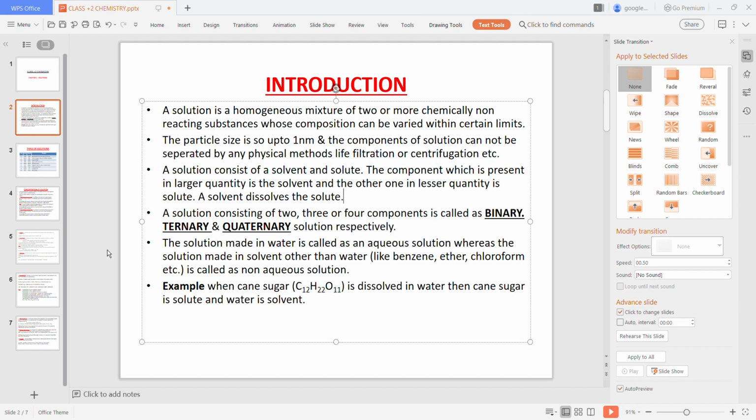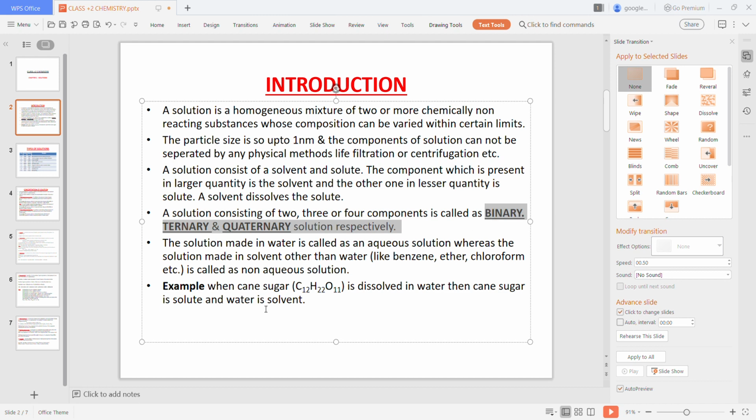If there are two components in the solution, then the solution is binary. If there are only two components, suppose you add urea in water, or sugar in water, these are binary solutions. For three components, the solution will be ternary. For four components, it will be a quaternary solution.